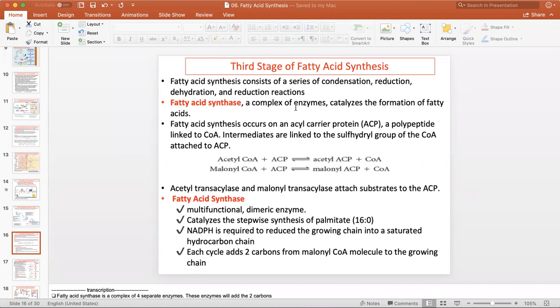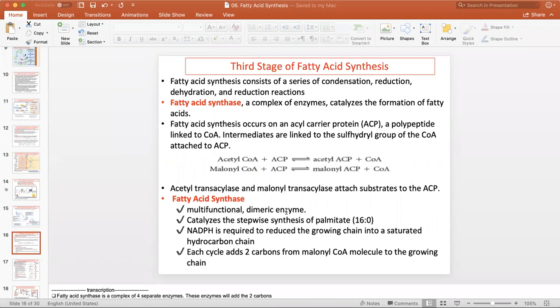Fatty acid synthase is a complex of enzymes which catalyzes the formation of fatty acids. The fatty acid synthesis occurs on an acyl carrier protein or an ACP, which is a polypeptide linked to CoA. The intermediates are linked to the sulfhydryl group of CoA attached to ACP. All this text is trying to explain that we are converting the acetyl-CoA into acetyl-ACP. We're converting the malonyl-CoA into malonyl-ACP. Why are we doing this conversion? It's just for your fatty acid synthesis, so that fatty acid synthase can work properly. So acetyl transacylase and malonyl transacylase attach the substrates to the ACP, so that now it is acetyl-ACP and malonyl-ACP.